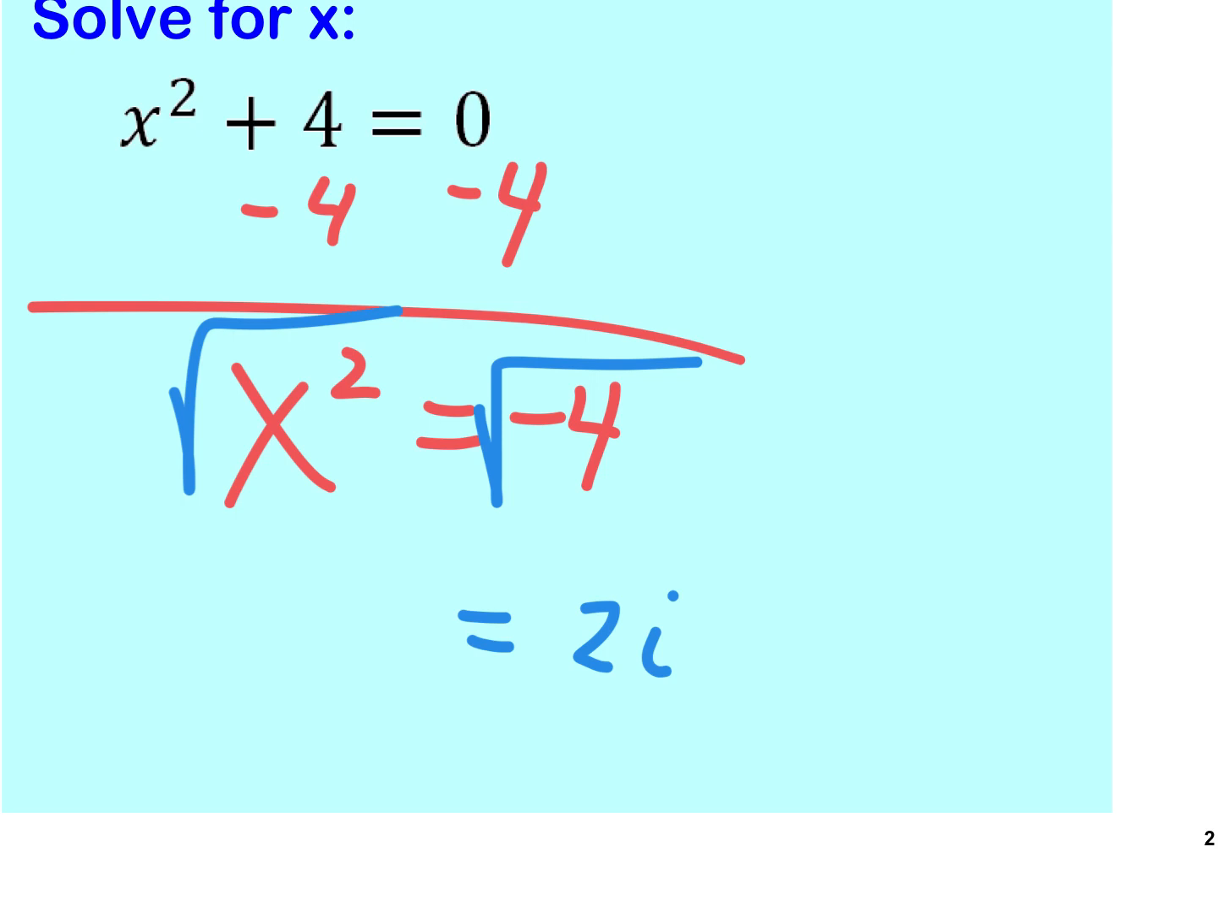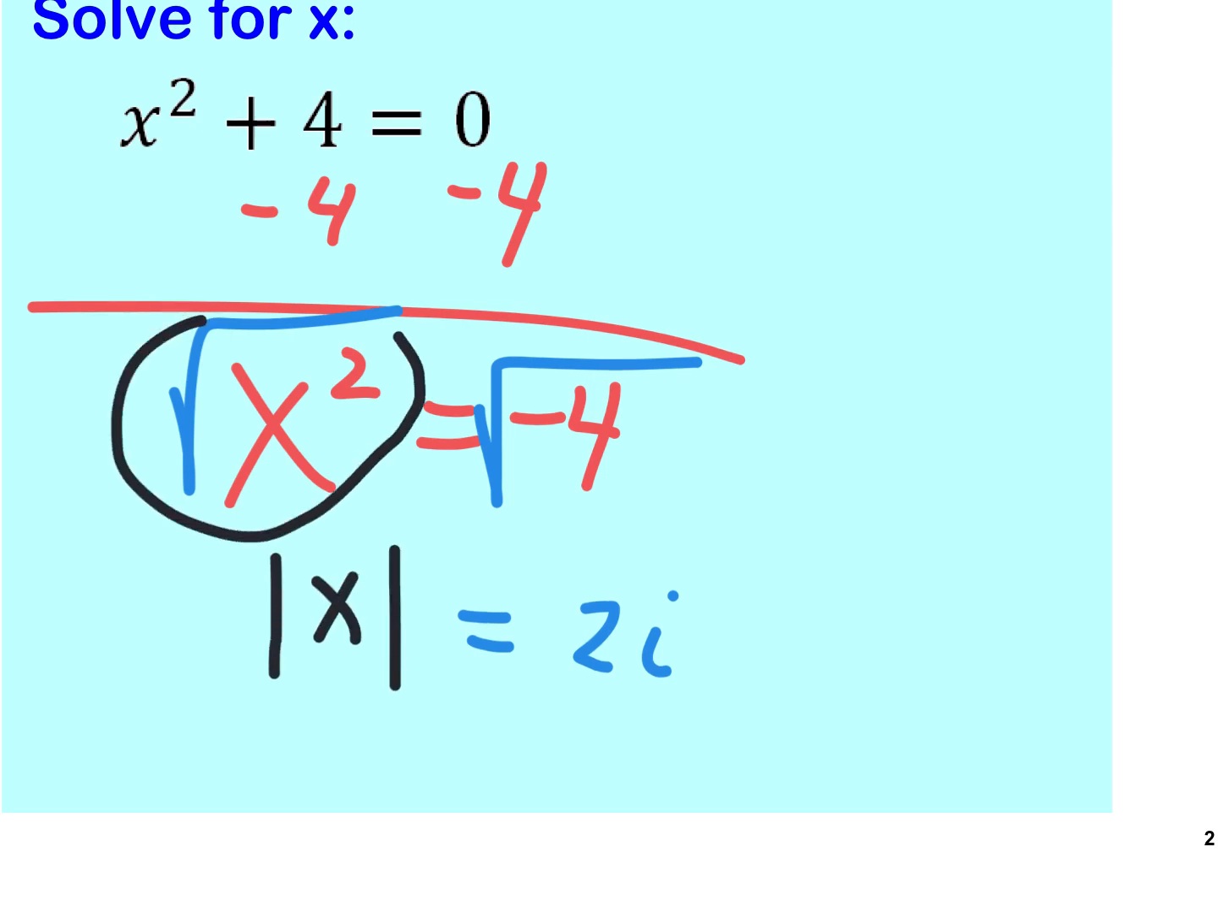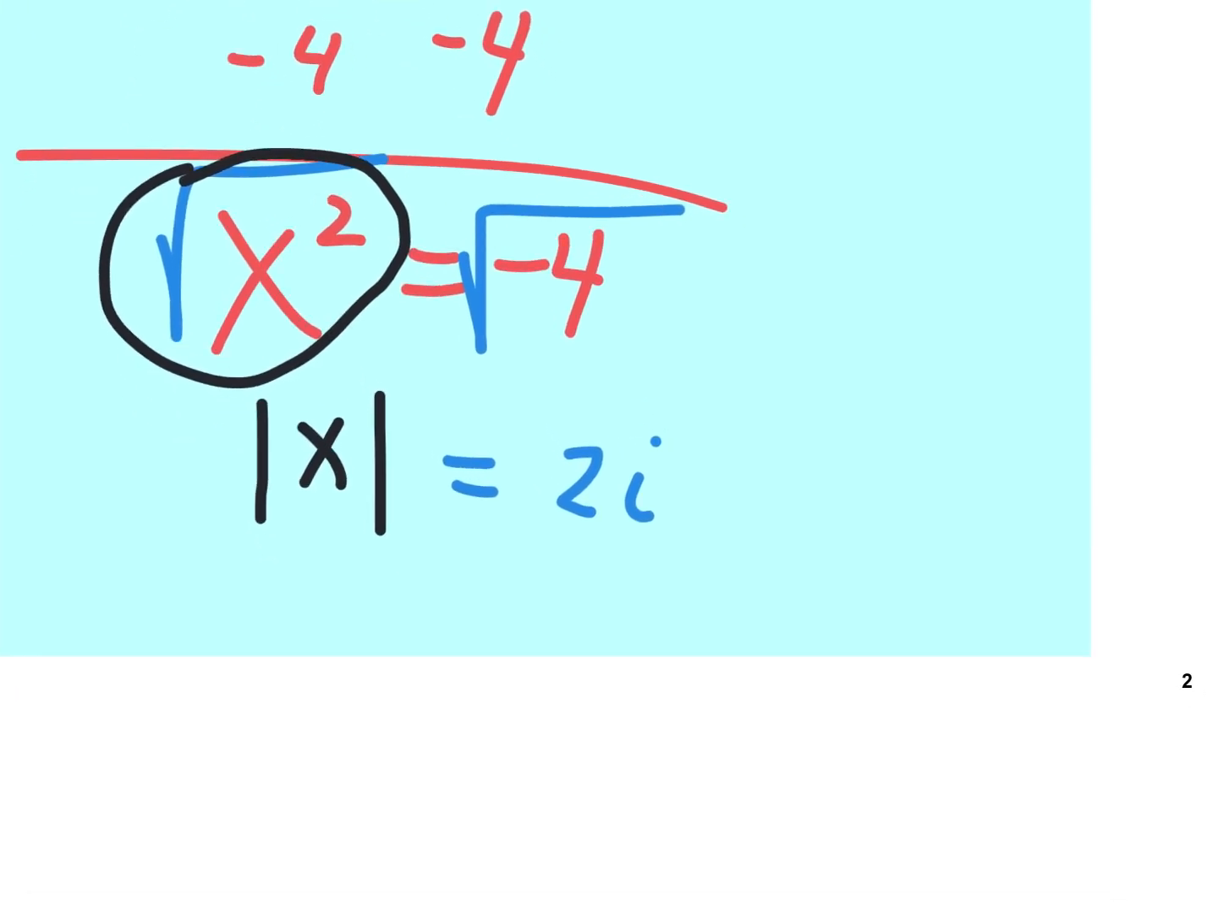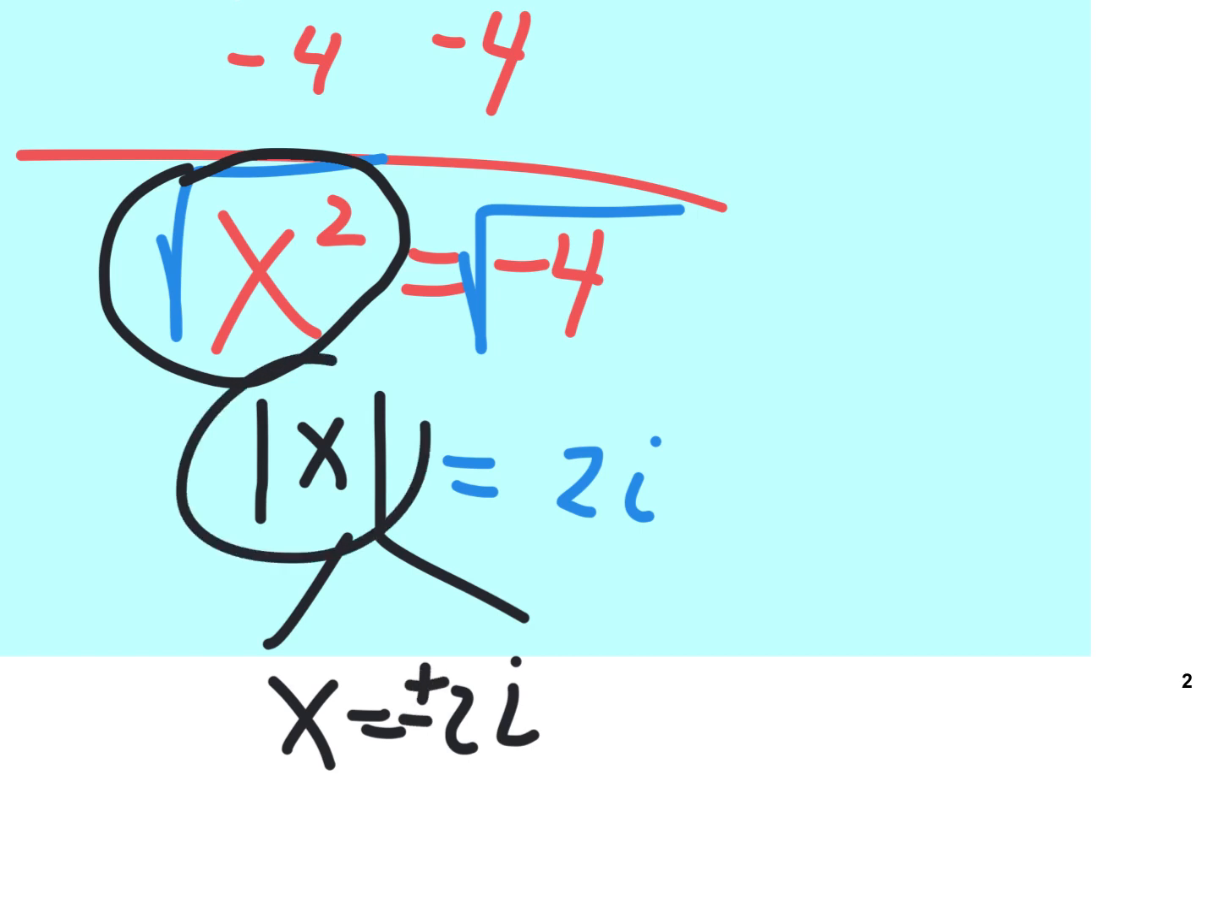Okay, so this is an absolute value right here. I know you forgot, almost everybody anyway, forgot that. And that means there's two answers. x equals 2i and x equals -2i. Or you could say plus and minus 2i. Do you get that absolute values give you two answers?